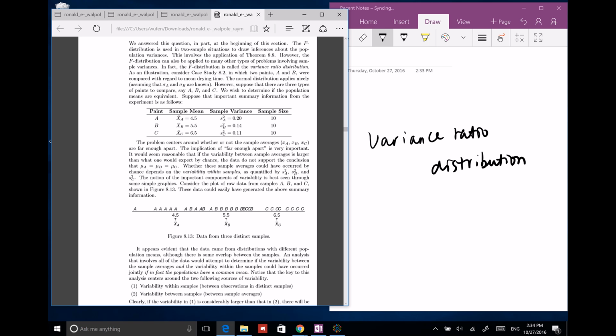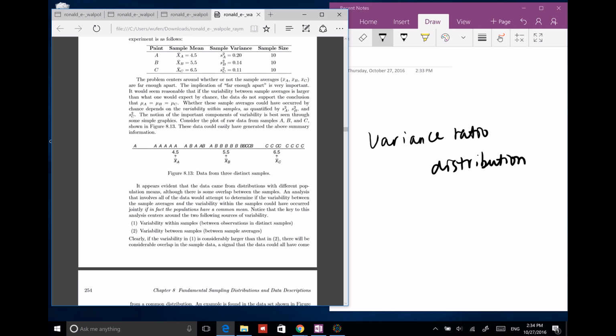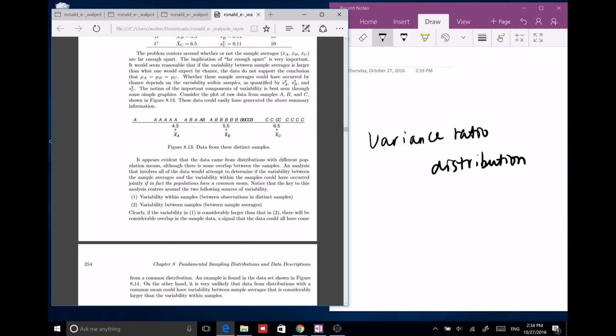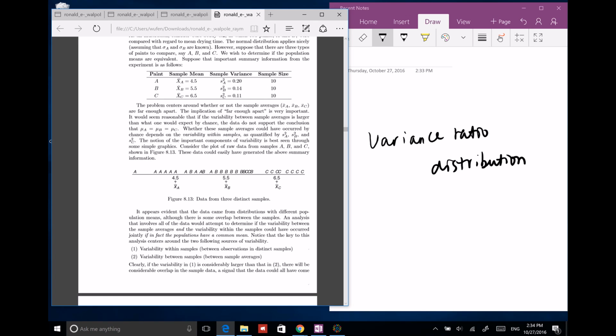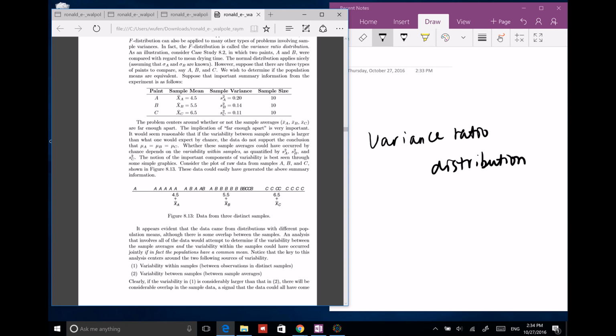Suppose that important summary information from the experiment is given below. So they give you the sample mean value, the sample variance, and the sample size. The problem centers around all of these values. It appears evident that the data came from distributions with different population means. We can tell that there is a difference between the sample means, although there is some overlap between the samples.